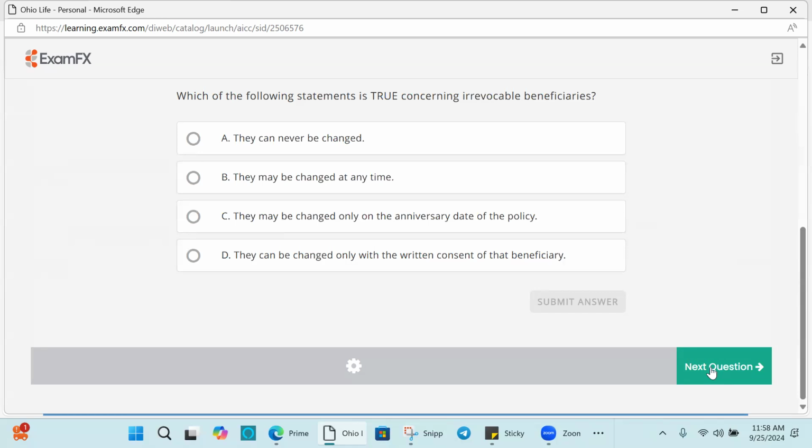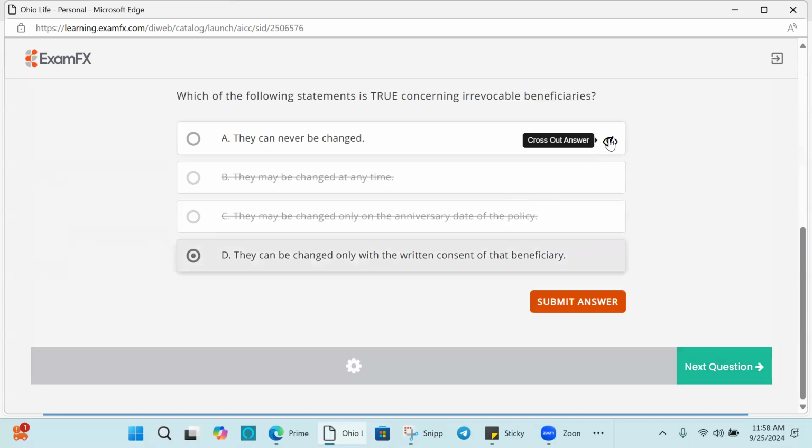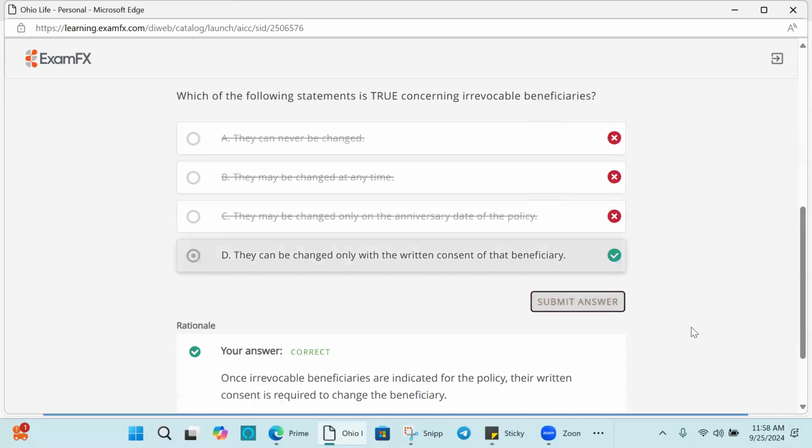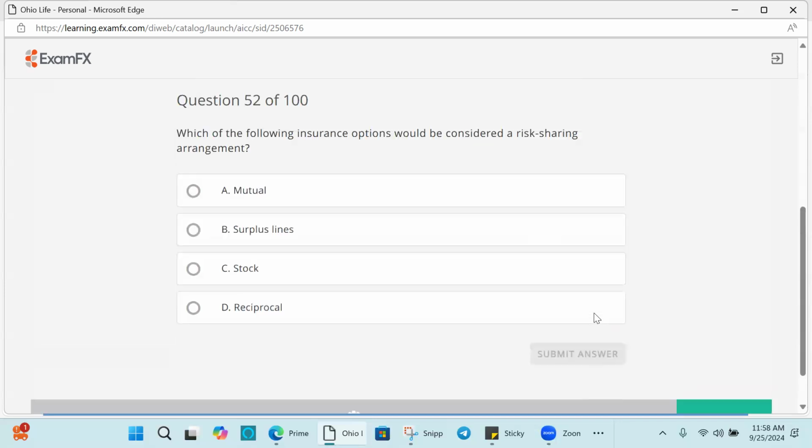Which of the following statements is true concerning irrevocable beneficiaries? Irrevocable, you cannot get rid of them without their signature. They can never be changed? Of course they can, with their consent. May be changed at any time? No. Only on the anniversary date of the policy? No. They can be changed with only the written consent of the beneficiary. Yes.